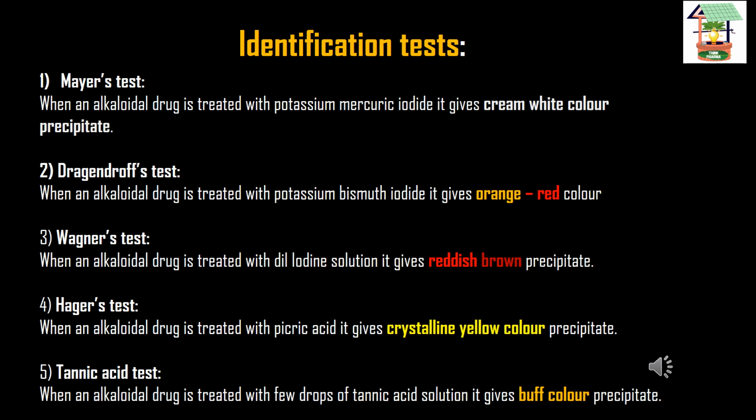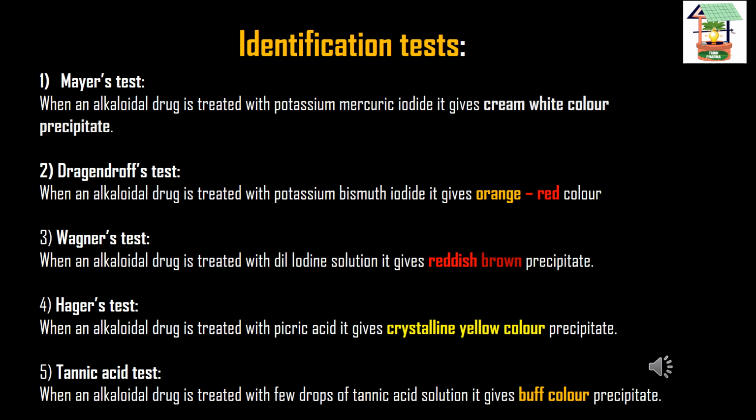And then next is Dragendorff's test, where our alkaloid drug is treated with potassium bismuth iodide. It will give an orange red color. Okay, and then Wagner's test, where our alkaloid drug is treated with dilute iodine solution. It gives a reddish brown precipitate. And then Hager's test, where our alkaloid drug is treated with picric acid, then it will give a crystalline yellow color precipitate. And then finally the tannic acid test, where the alkaloid drug is treated with a few drops of tannic acid solution, so it will give a buff color precipitate.